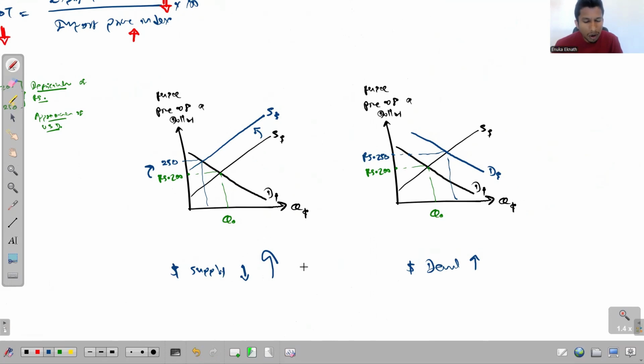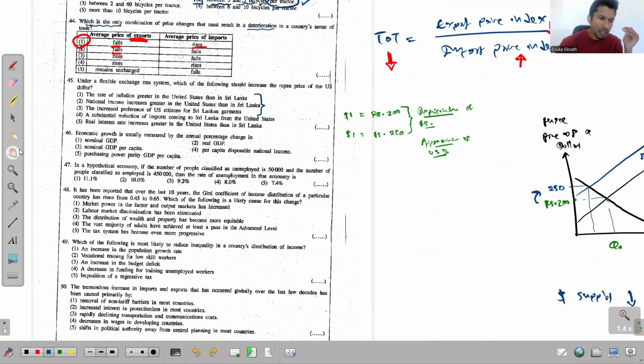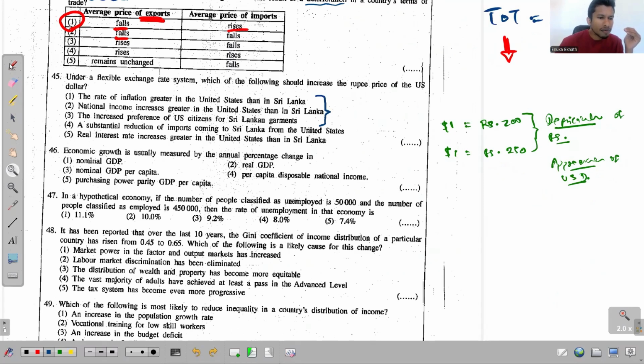The supply of dollars will go up and it will appreciate the rupee, not depreciate the rupee. All right. Now look at this fourth one. The fourth one says a substantial reduction of imports coming to Sri Lanka from the United States. Imports coming to Sri Lanka from USA.